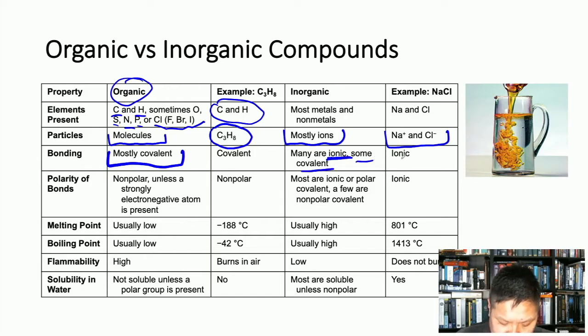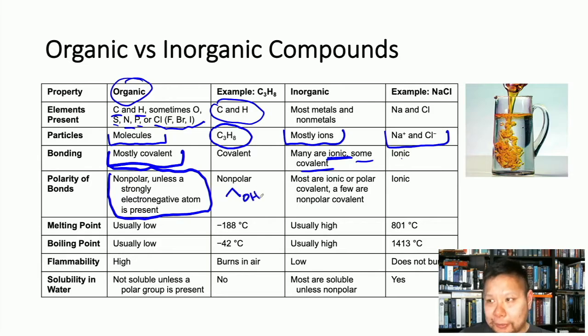And then the polarity of bonds, of course, in organic compounds, they're nonpolar unless there is an electronegative atom present. So remember, an electronegative atom might be something like oxygen, right? So you could have something like that, which is ethanol, which makes it slightly polar, right? Whereas if you just had that without the OH at the end, since there's no oxygen, that's just ethane instead of ethanol. That's nonpolar, right?